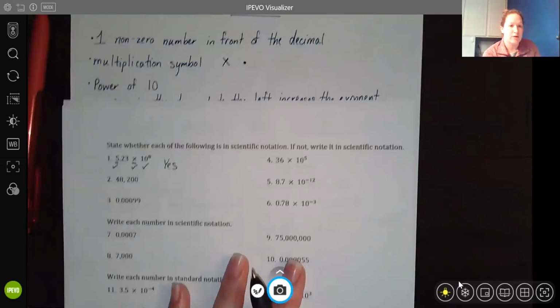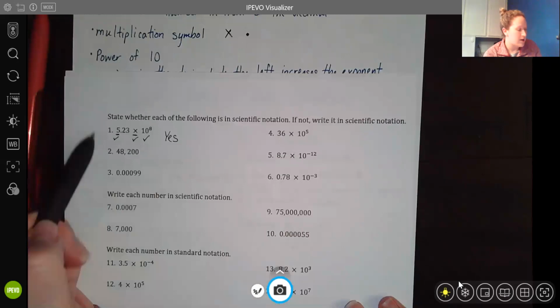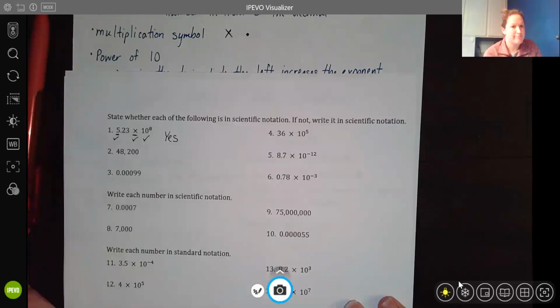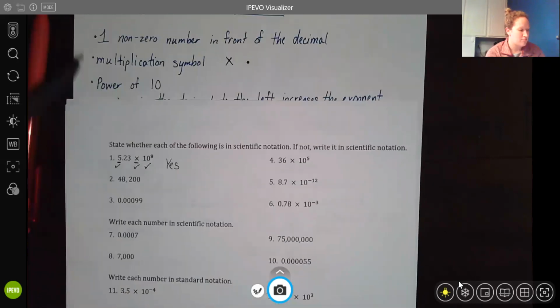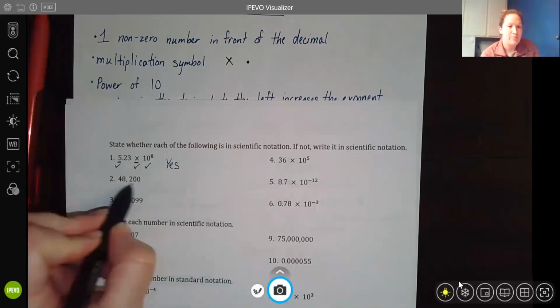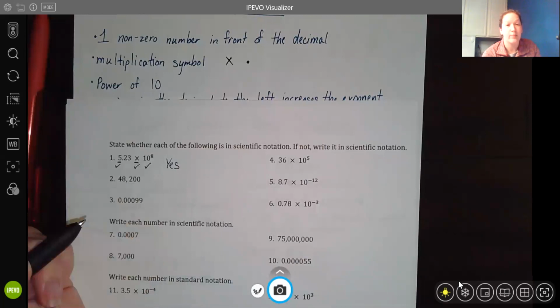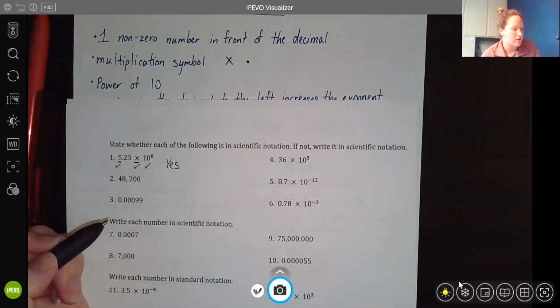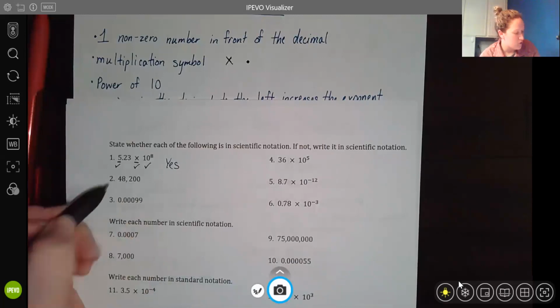Now I'm going to jump down to 2. Okay, 48,200. This isn't written in scientific notation at all. I don't have a decimal represented anywhere here. I don't have a multiplication symbol, and I don't have a power of 10. So it says if it's not in scientific notation, we need to write it in scientific notation, okay? Anytime I have a number, which we call a whole number, okay, there's nothing remaining, there's nothing left over, my decimal goes at the end.